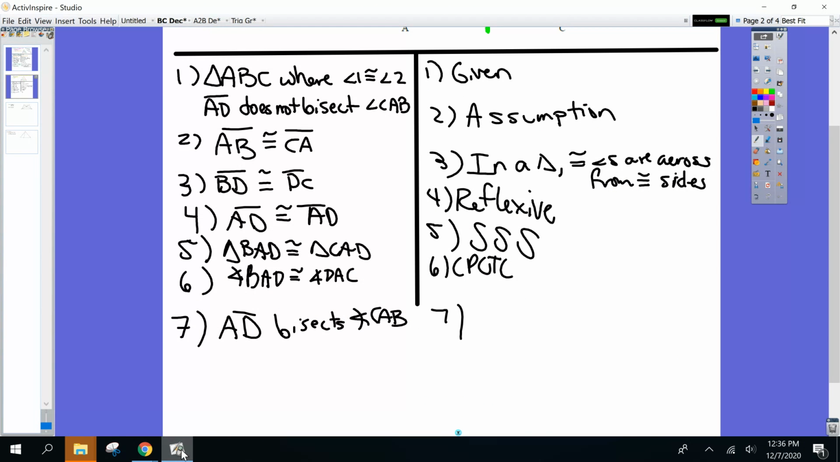Because angle BAD and angle CAD are congruent. I love it. You could write just that. You can just write BAD congruent to DAC. Love it. Perfect. Or you can write a bisector splits an angle into two congruent angles. Fine.